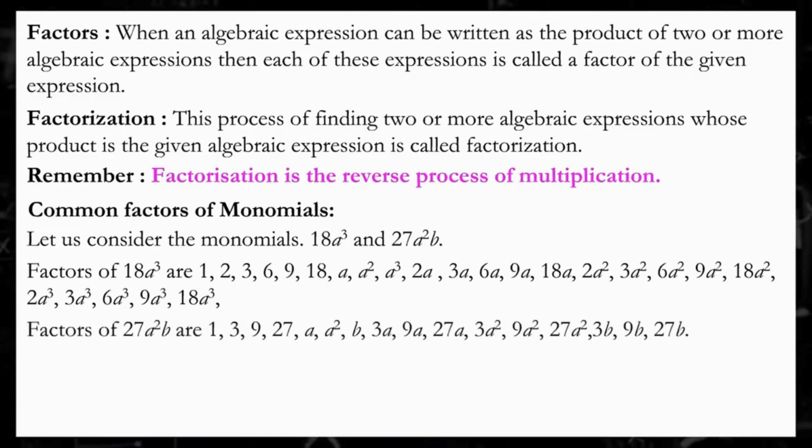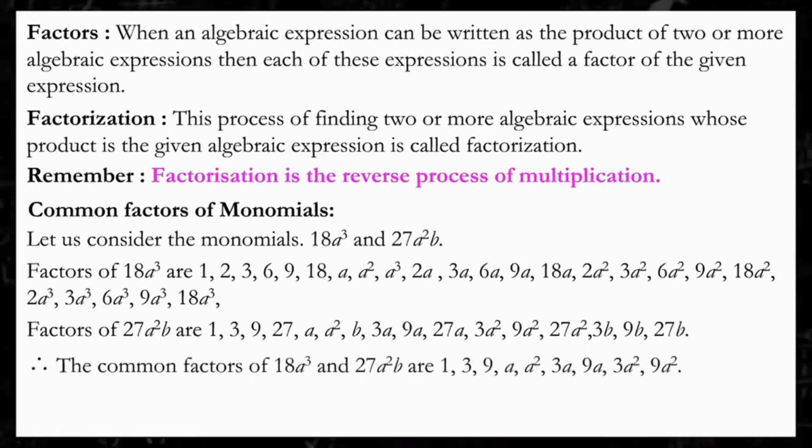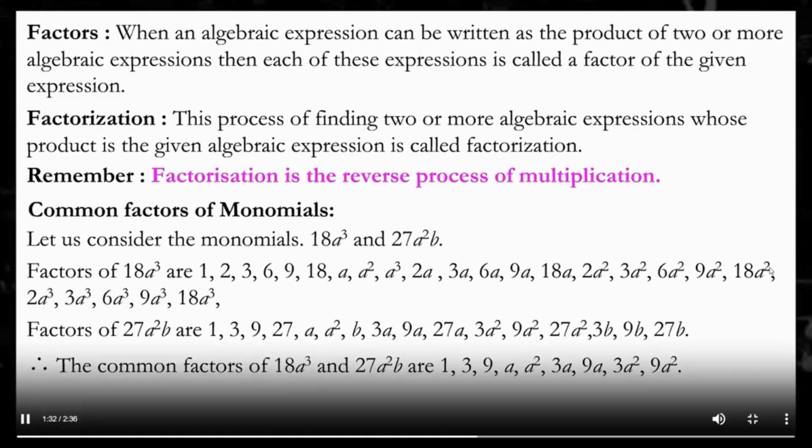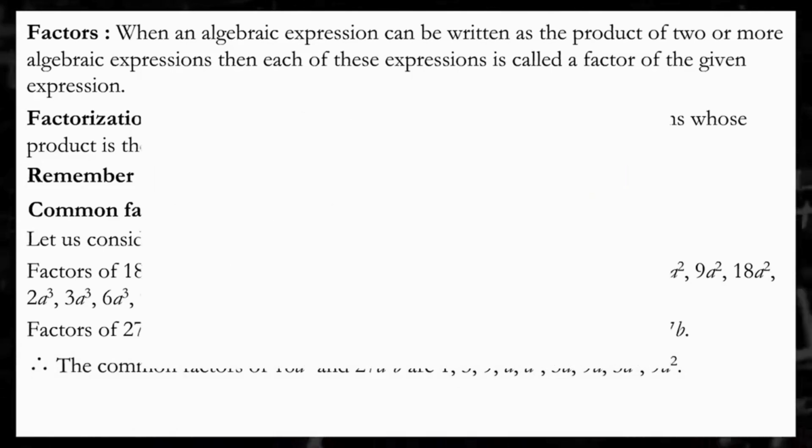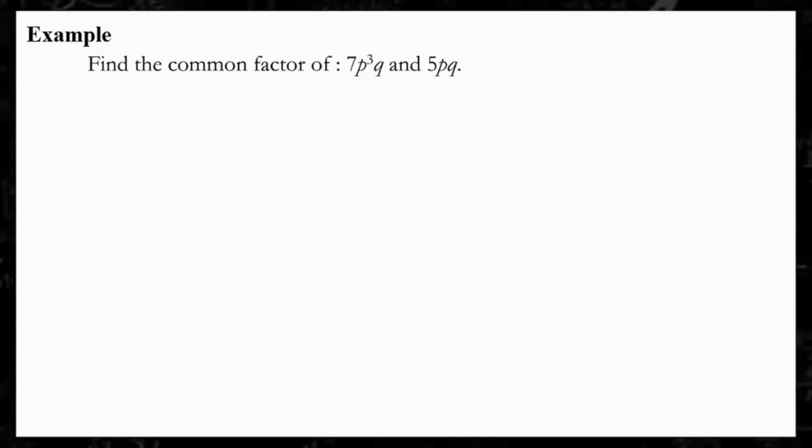Factors of 27a square b are 1, 3, 9, 27, a, a square, b, 3a, 9a, 27a, 3a square, 9a square, 27a square, 3b, 9b, 27b. Therefore, the common factors of 18a cube and 27a square b are 1, 3, 9, a, a square, 3a, 9a, 3a square, 9a square. Example: find the common factors of 7p cube q and 5pq.